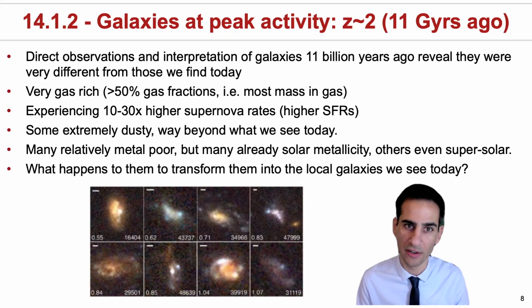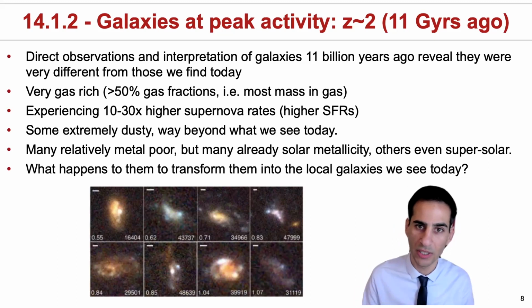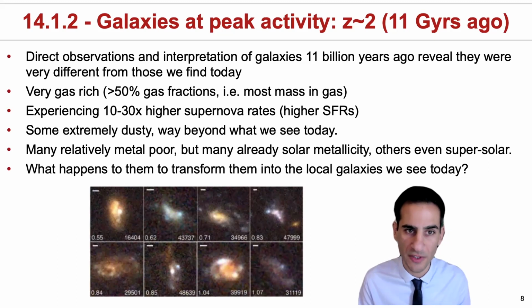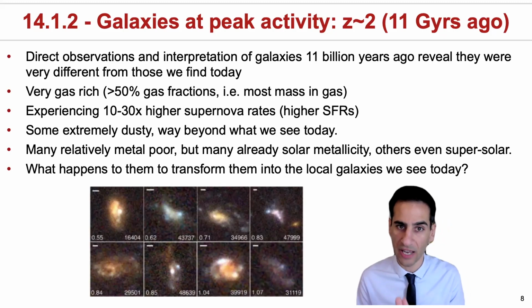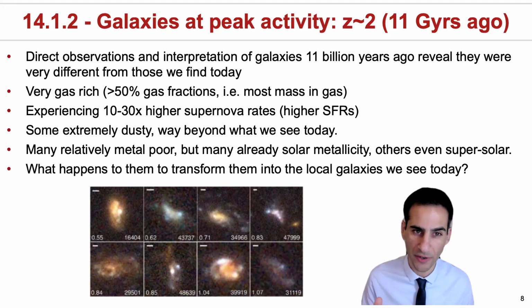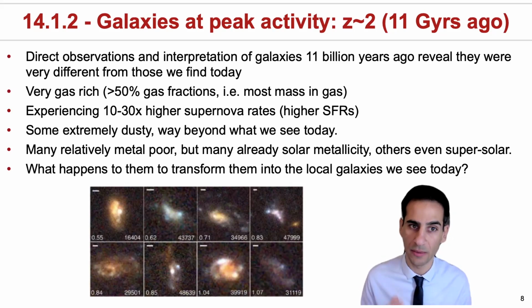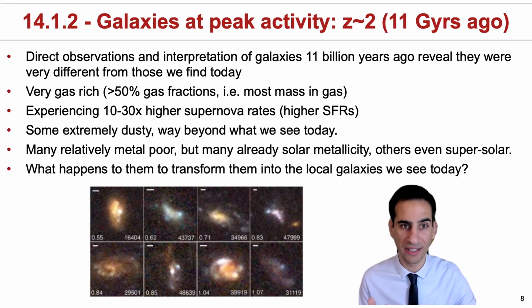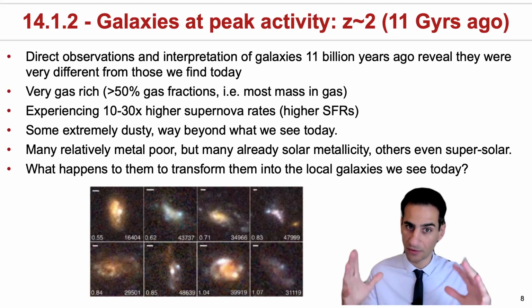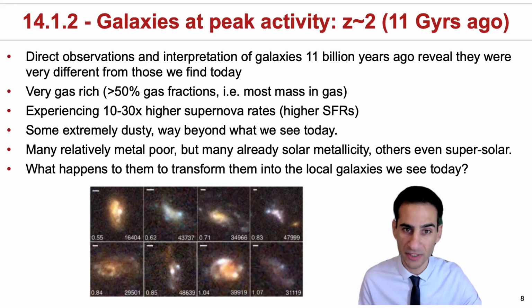Typical galaxies now will have a fraction of gas to total, sometimes just a few percent. Galaxies back then had something like more than 50% gas fractions. It meant that most of the mass was actually in the form of gas and not stars. Very likely as a consequence of those very high gas fractions, a lot of fuel, those galaxies were able to form stars at much higher rates, and therefore they were also experiencing something like 10 to 30 times higher supernova rates, leading to the ejection and release of a lot of energy, making these galaxies much less stable than, for example, our own Milky Way.